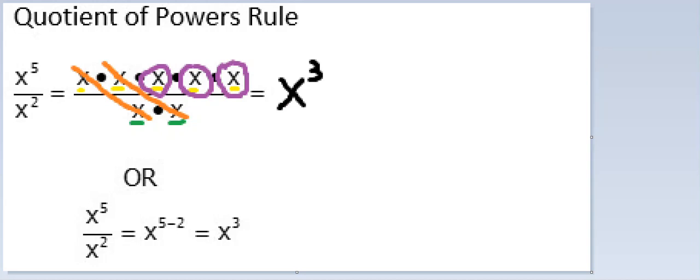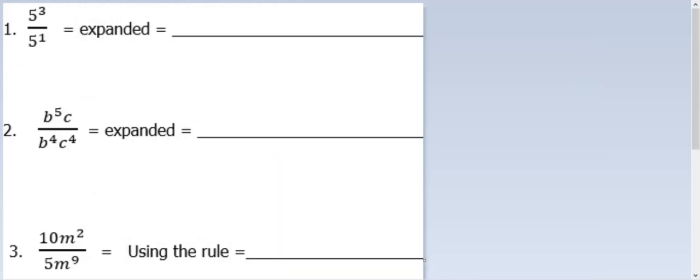There's an easier way to do this. It's a rule that we can use when we're dividing exponents. What we can do is subtract the two exponents. We subtract the denominator from the numerator. My numerator had a 5, my denominator had a 2. So 5 minus 2 equals 3, so we have x to the third power. And we got the same answer as when we expanded it.